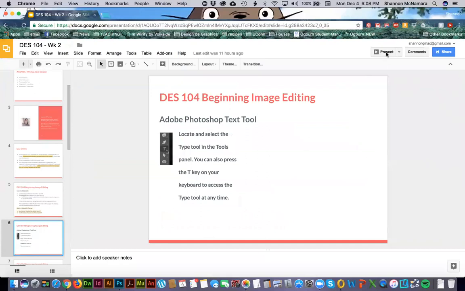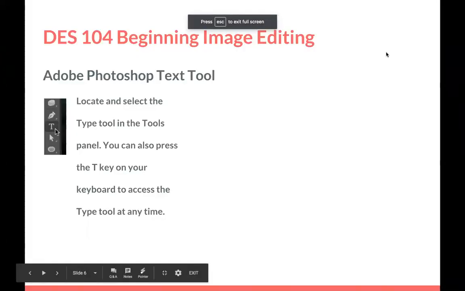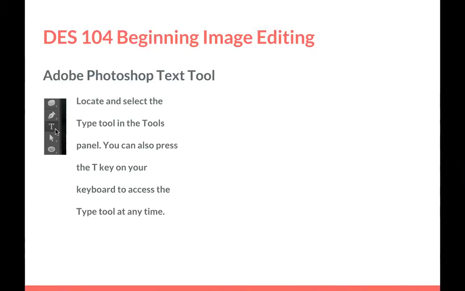And I'm going to talk a little bit about the Adobe Photoshop text tool. So I'm going to go to full screen for this. You can locate and select the type tool in the tools panel. And then you can also press T on your keyboard to access the type tool at any time. So the quick key for the type tool is T. It's one of the ones that's really easy to remember. And you can see where it is located right here.